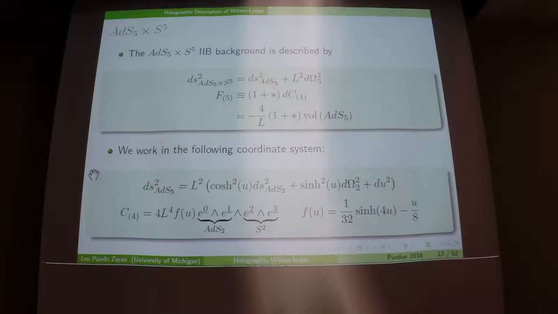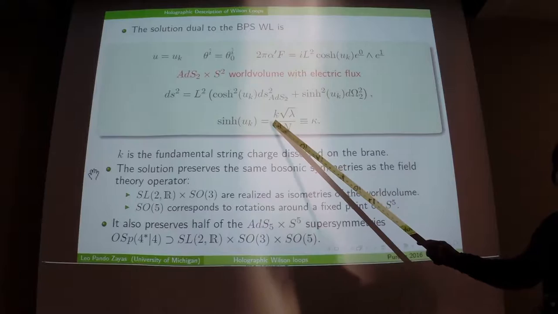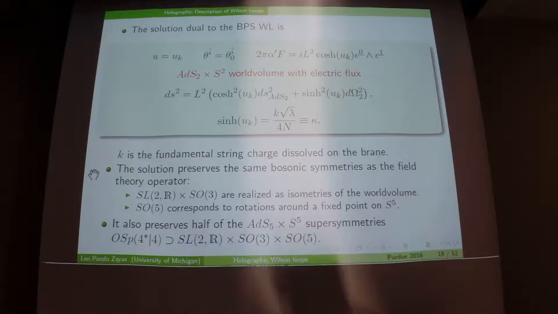So it sits at some point U in my foliation of AdS5. This U_k is given precisely by this k with this formula, and then it has flux along the 0-1, the electric flux. Okay? Now, is there a unique way to embed the S2 in the AdS5, or is there a whole family of possible embeddings?